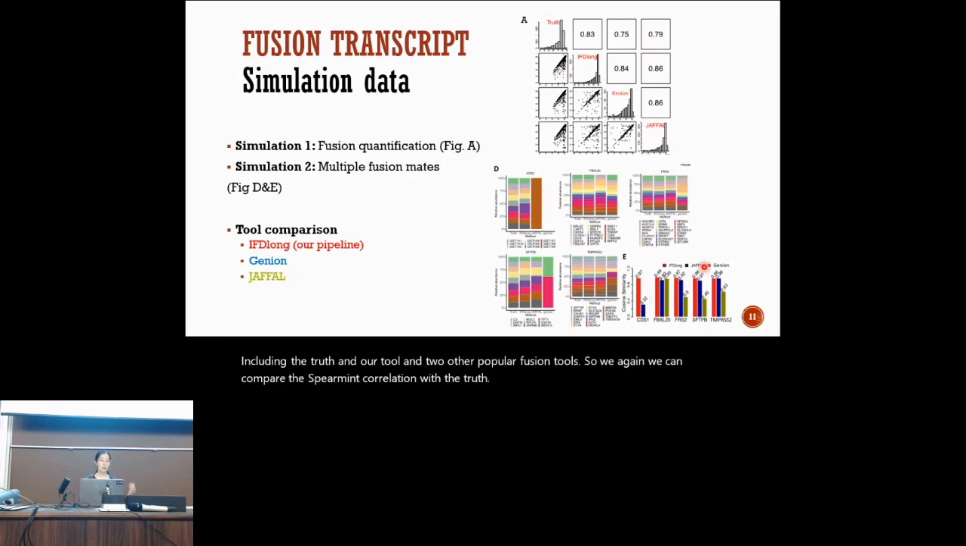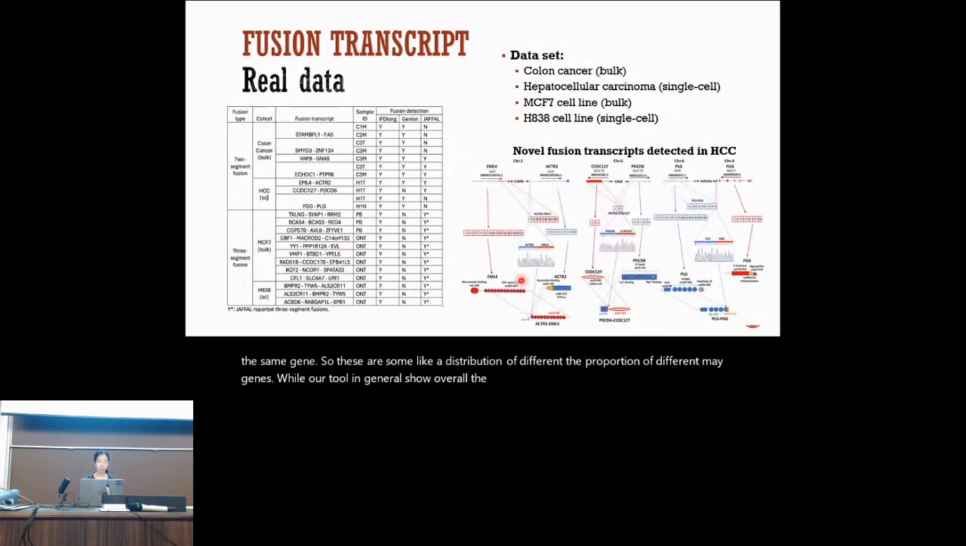And then this is another simulation. Usually in fusions, there will be some popular mate genes, where a gene may be paired with multiple genes in the fusion detection. So we're trying to detect if our tool has the power to detect different mate genes fused with the same gene. These are the distributions of the proportions of different mate genes, and our tool in general shows the best overall.